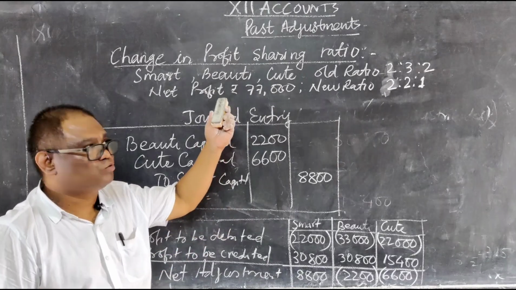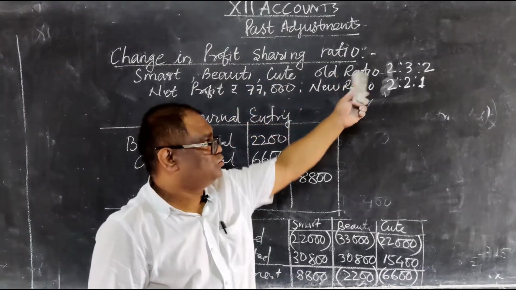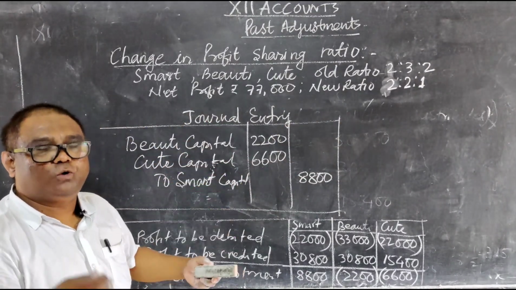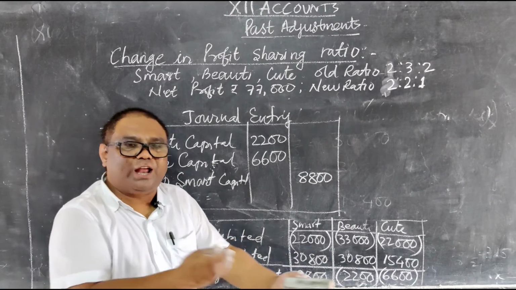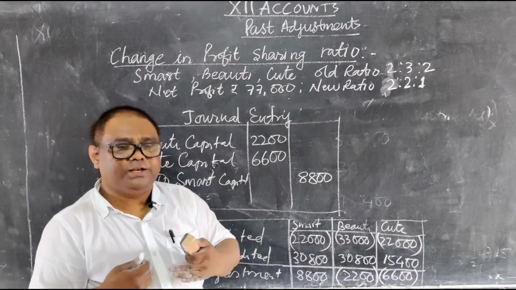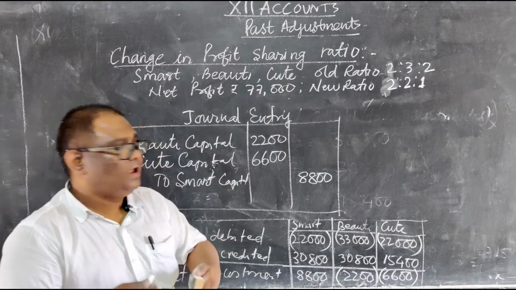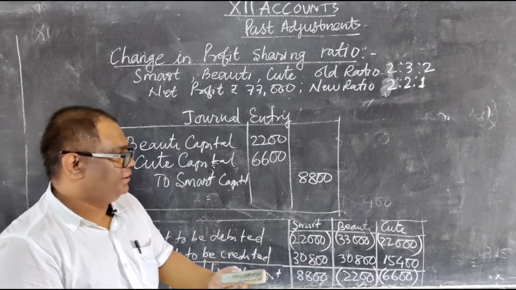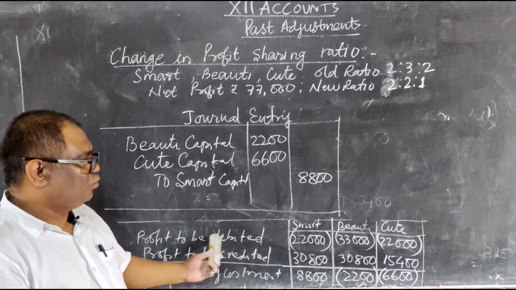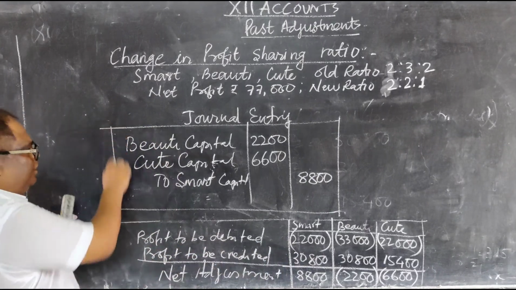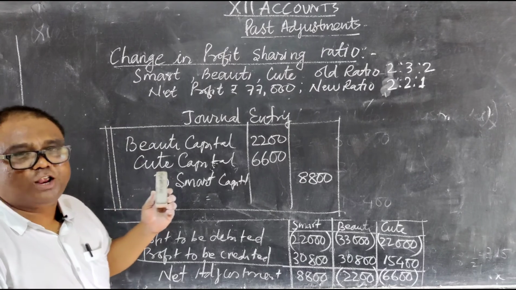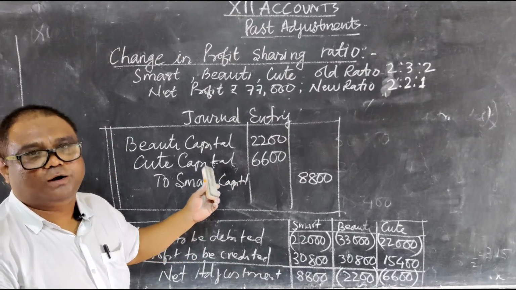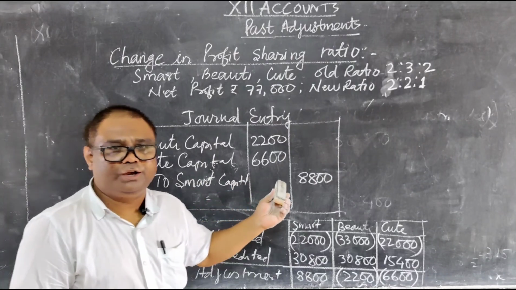Old ratio was 2:3:2. New ratio is 2:2:1. So first of all, the profit which we distributed in the old ratio, you have to take back, debited, return back to the partners, and the profit which is to be shared in the new ratio 2:2:1, that is to be credited. So this is the working note and this is the single journal entry to pass the adjustment for the alteration of profit sharing ratio.